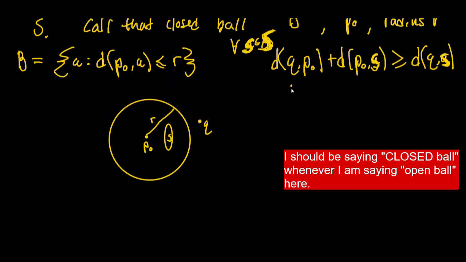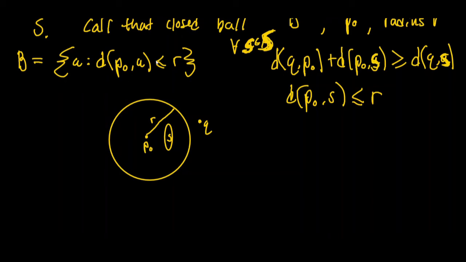Since that means that S satisfies being in this open ball, therefore we can say that the distance between P naught and S is less than or equal to R. Because any S contained in this open ball satisfies the property of being in this closed ball. Therefore the distance between the center and any S in our bounded set S, which is contained in this closed ball, must be less than or equal to the radius of that closed ball.